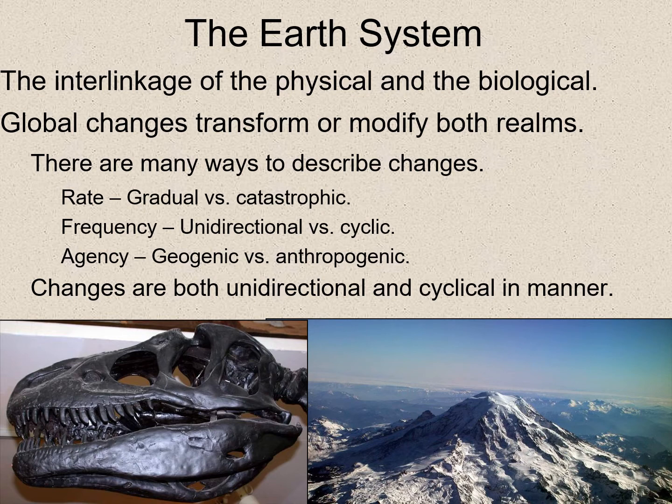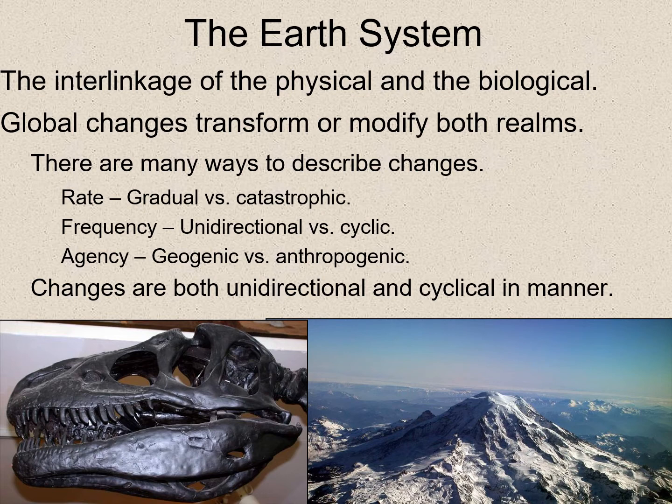The frequency: does this happen once or ongoing, or is it cyclic and repeating? So for example, bothering evolution again as an example. Evolution continues to happen. We don't see things starting over and re-evolving. We didn't see non-avian dinosaurs evolve to birds and then back to dinosaurs and just keep going. It doesn't work like that. That would be a cyclic type change.